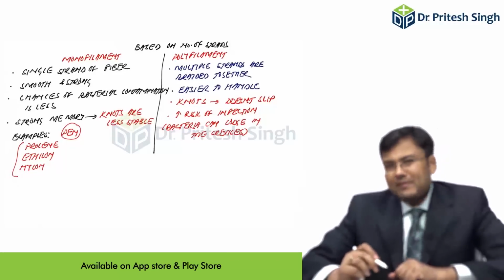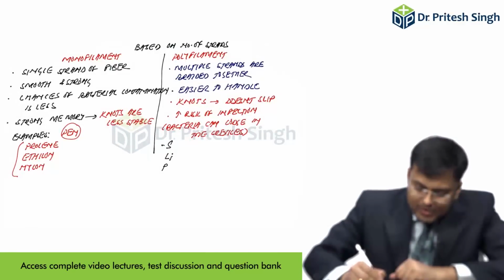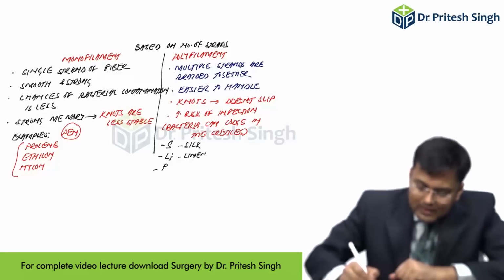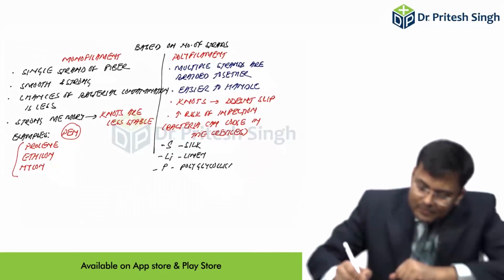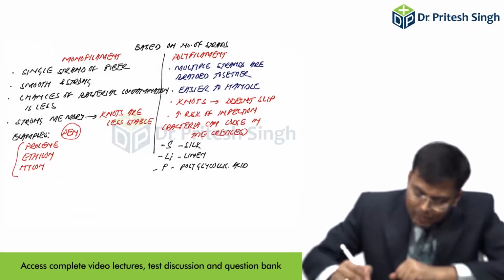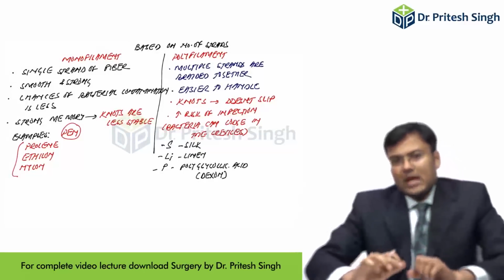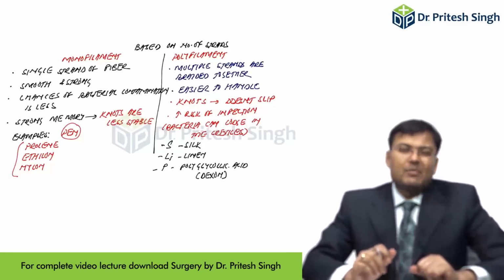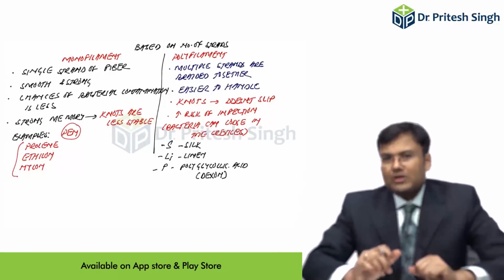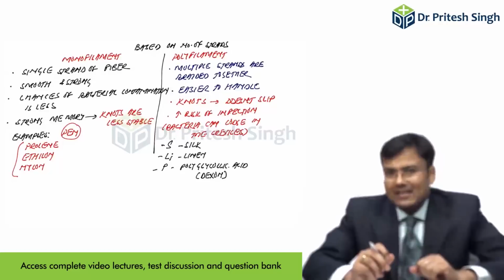What are the examples of polyfilament sutures? The mnemonic is SLIP: silk, linen, polyglycolic acid. And you know what is the other name of polyglycolic acid? It's known as Dexon. So these are the two types of sutures based on the number of strands, monofilament and polyfilament sutures. Now one by one we will discuss individual sutures which are frequently asked in exams.